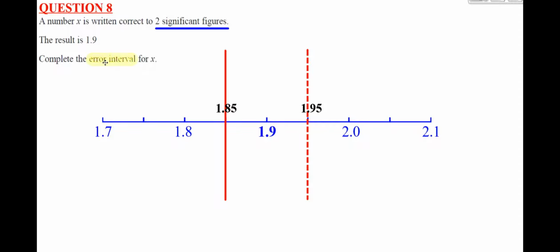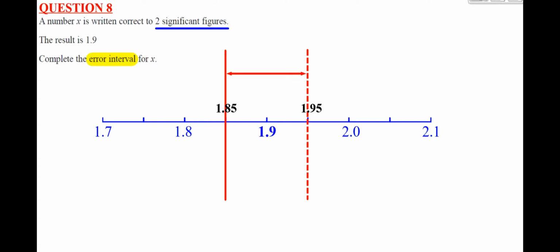However, an error interval is actually an inequality, essentially. And as I said, it would go in between this thick red line and the dashed red line, like so. Now, an inequality on a number line would be given using circles, either filled in or hollow. Because we're allowed to have 1.85, this would be a filled-in circle above this boundary. And because 1.95 is not allowed, that would be a hollow circle.